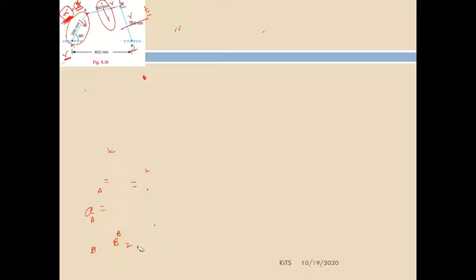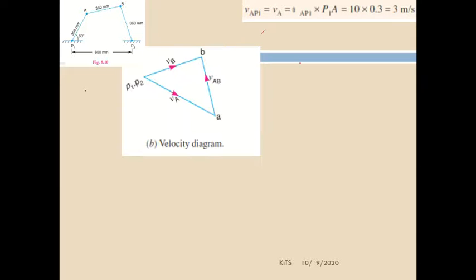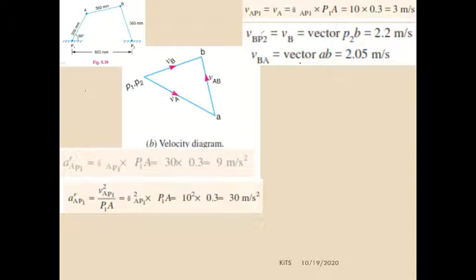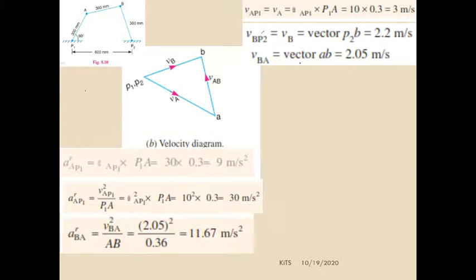So remember, we have two acceleration components. One is the radial component, another one is the tangential component. For the radial acceleration component, the formula is velocity square divided by link length. For the tangential component, the formula is angular acceleration into length.